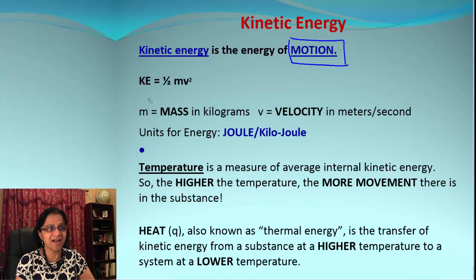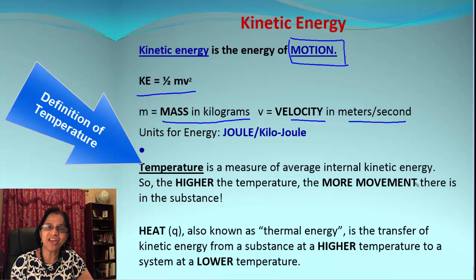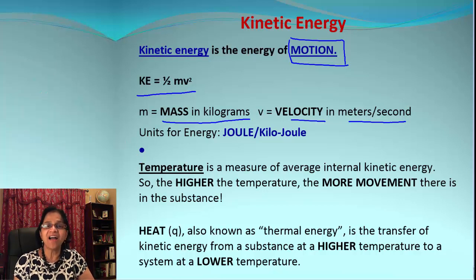And the formula is half mv squared, where mass is in kilograms and velocity is always in meters per second. So the final units for energy are joules, or kilojoules. About temperature, the measure of average kinetic energy is considered as temperature. So what it means is, the higher the temperature, the higher the movement and the higher the kinetic energy.